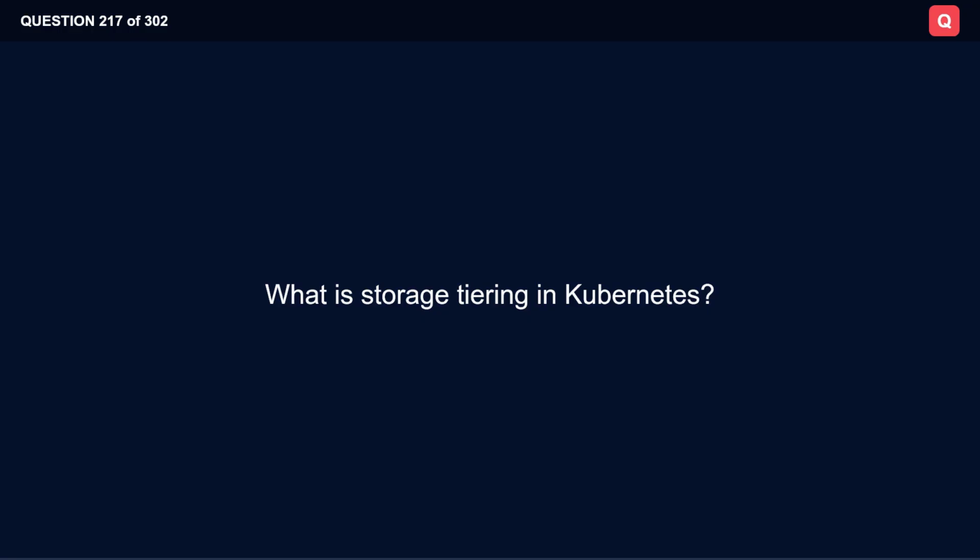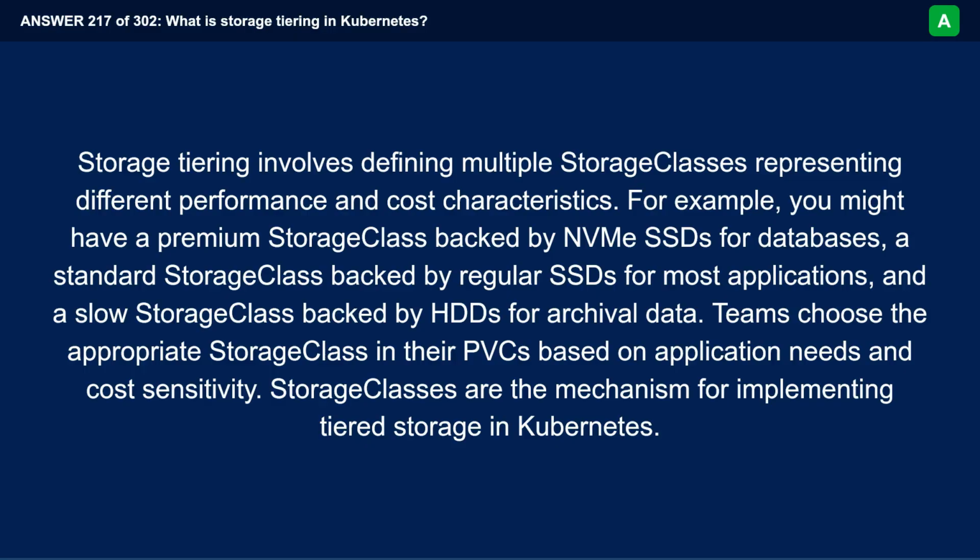What is storage tiering in Kubernetes? Storage tiering involves defining multiple storage classes, representing different performance and cost characteristics. For example, you might have a premium storage class backed by NVMe SSD for databases, a standard storage class backed by regular SSD for most applications, and a slow storage class backed by HDD for archival data. Teams choose the appropriate storage class in their PVCs based on application needs and cost sensitivity. Storage classes are the mechanism for implementing tiered storage in Kubernetes.